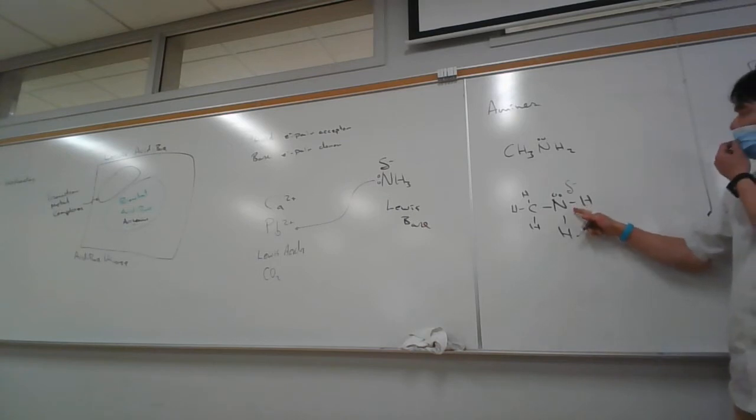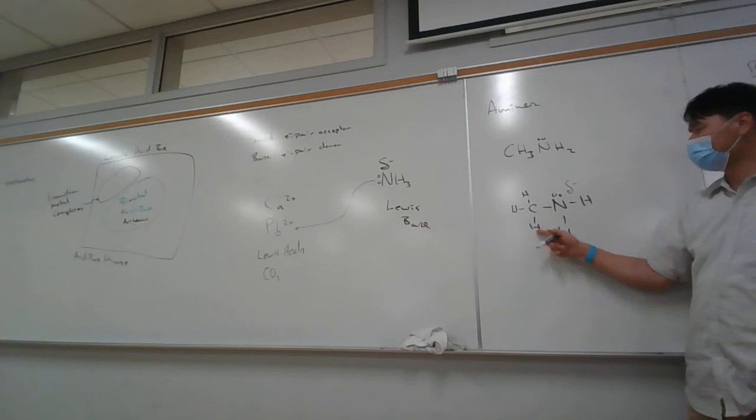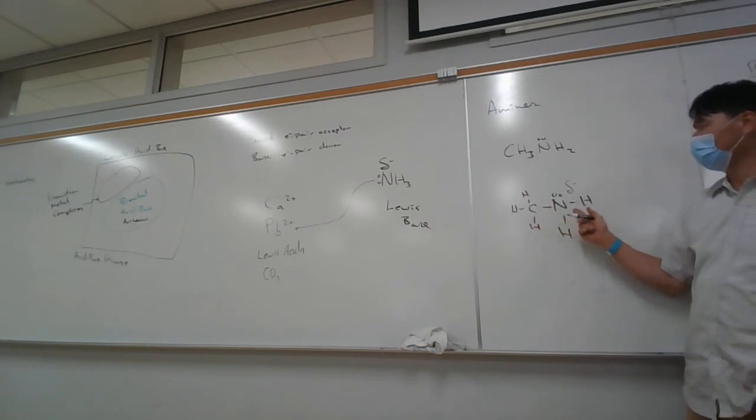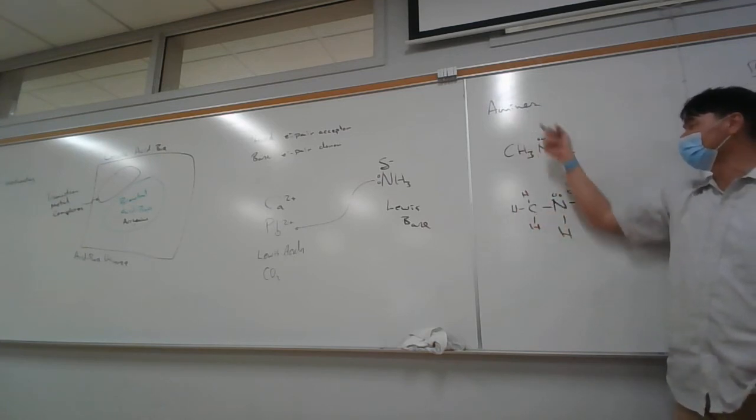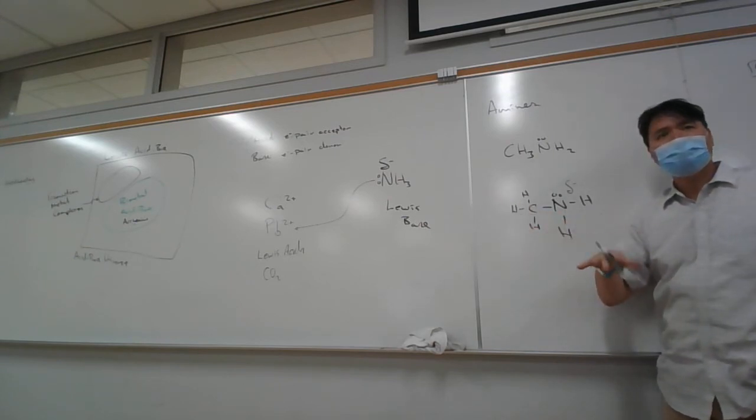And so what happens is this. This CH3 is called methyl, and it's ammonia-like, so it's called methylamine. Ammonia and methylamine are about the same in terms of basicity.